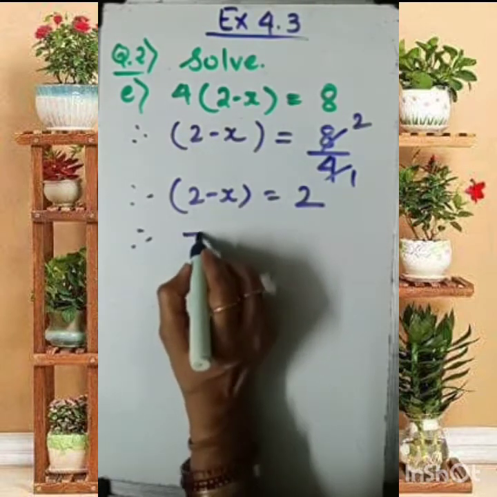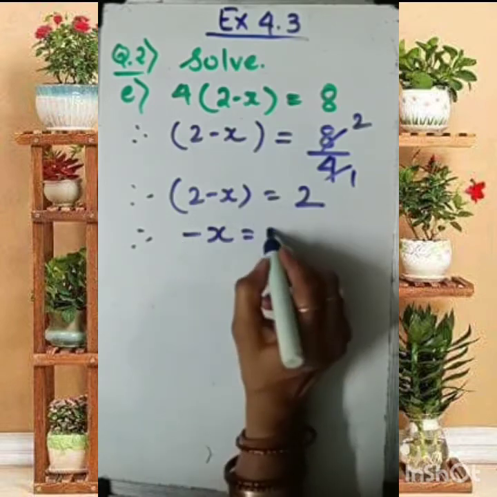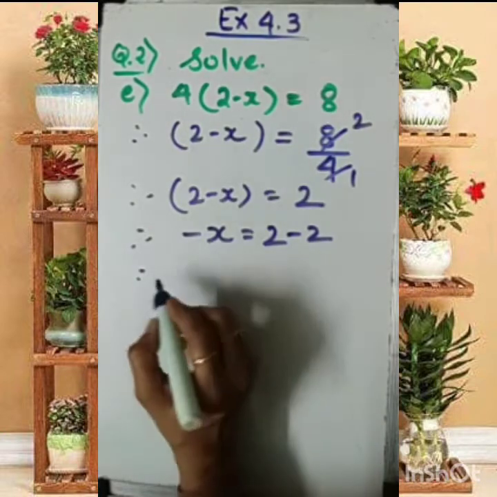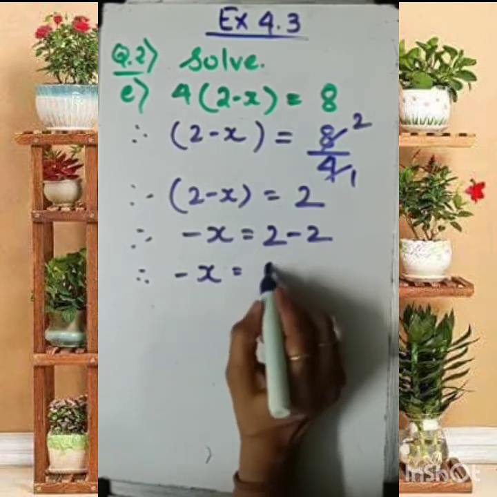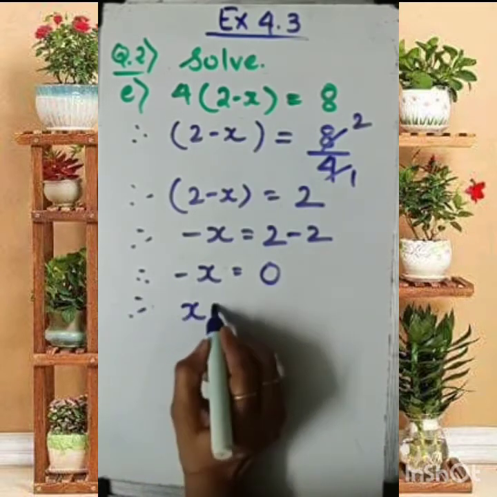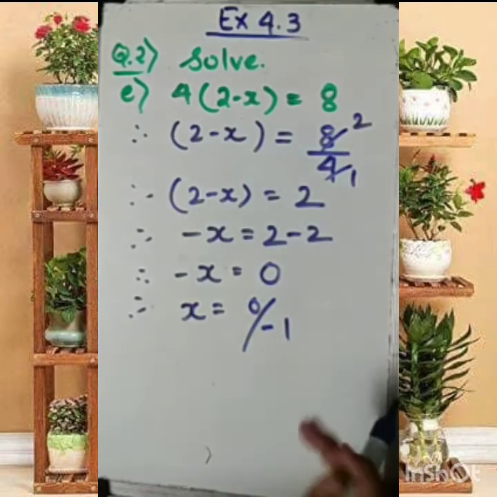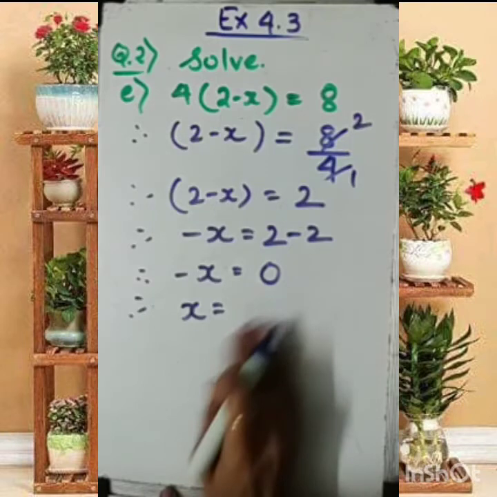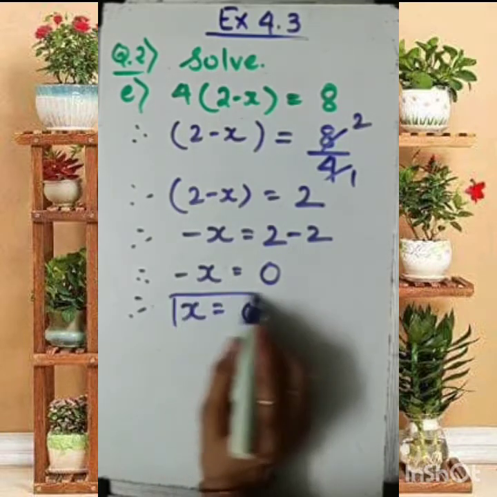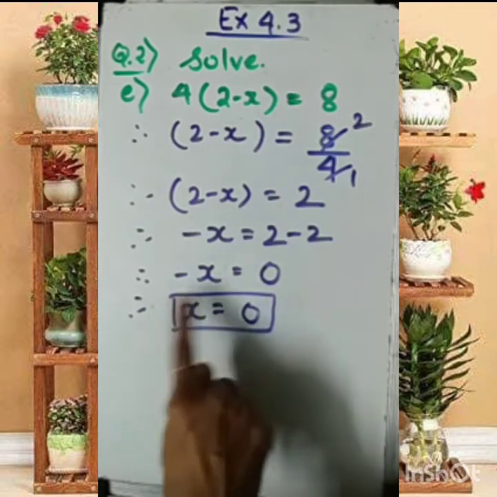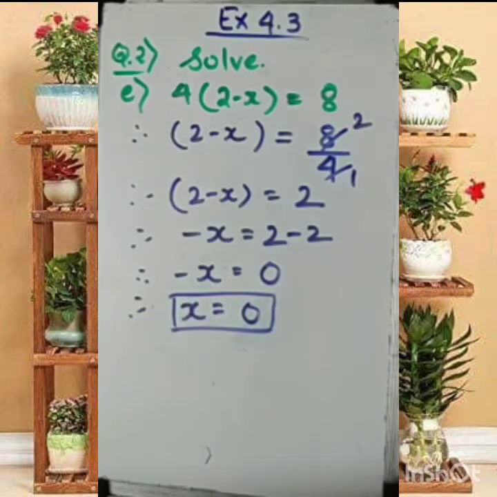Then what to do? This -x will remain on this side, and this 2 if I shift to that side becomes -2. As you know very well, -2 + 2 is 0. Therefore -x = 0 divided by -1, so x = 0. You can write x = 0 directly, no issue. This is the complete solution of part E. We can write x = 0 directly because if we multiply both sides by minus, there isn't any change. It will be 0 forever.